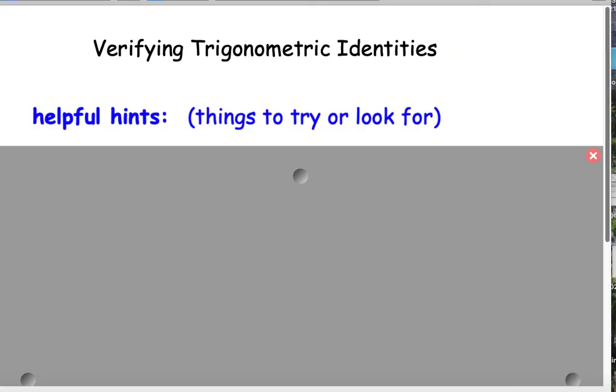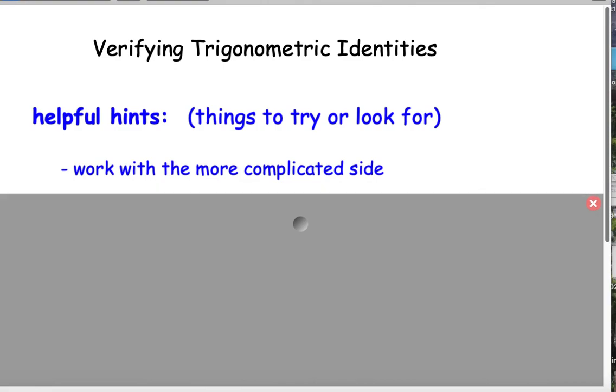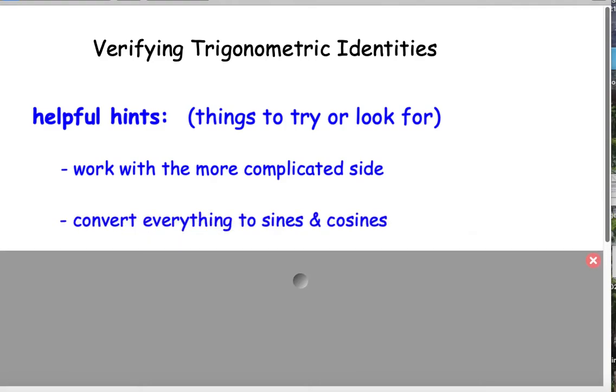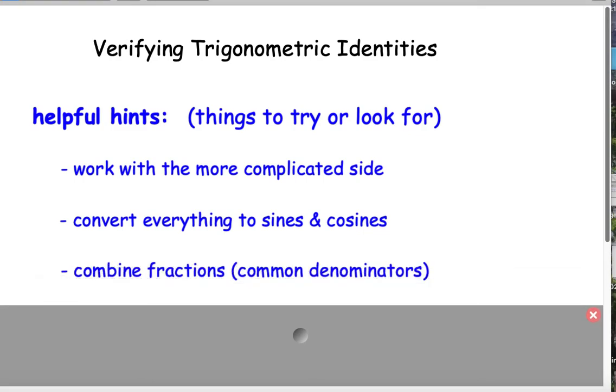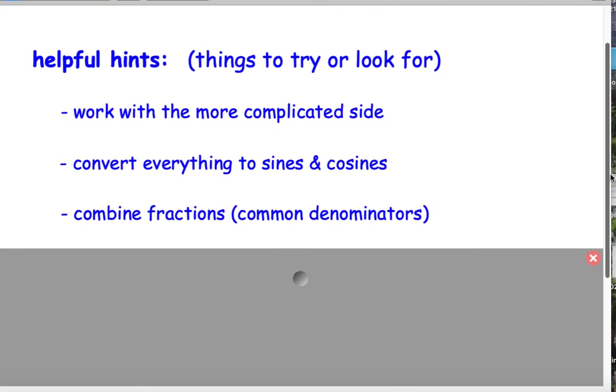There's a few common techniques that I've been using. So here's a few helpful hints to work through this. Usually it's easier to work with the more complicated side and simplify that to get it to match the other side. Sometimes it helps to convert everything to just sines and cosines. It's usually a good idea to combine fractions by getting a common denominator.